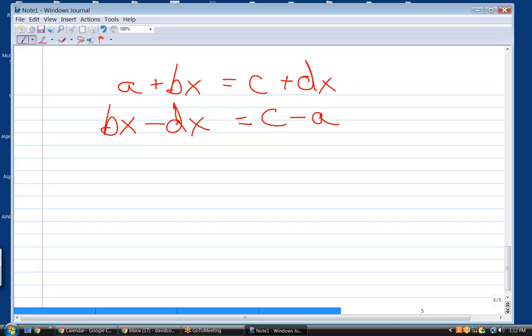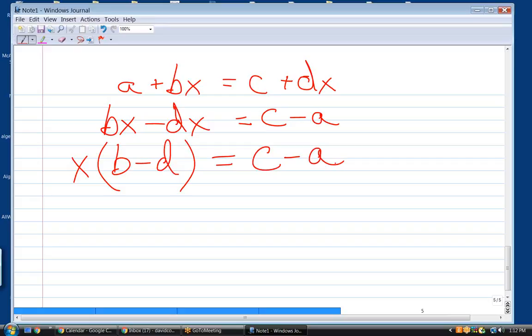Divide by what? By b and d? No, we're dividing by x. What we're really doing is taking out a greatest common factor. Remember greatest common factoring? We're going to take out an x. What do I leave behind when I take out the x? b minus d. Correct. Now we have this.